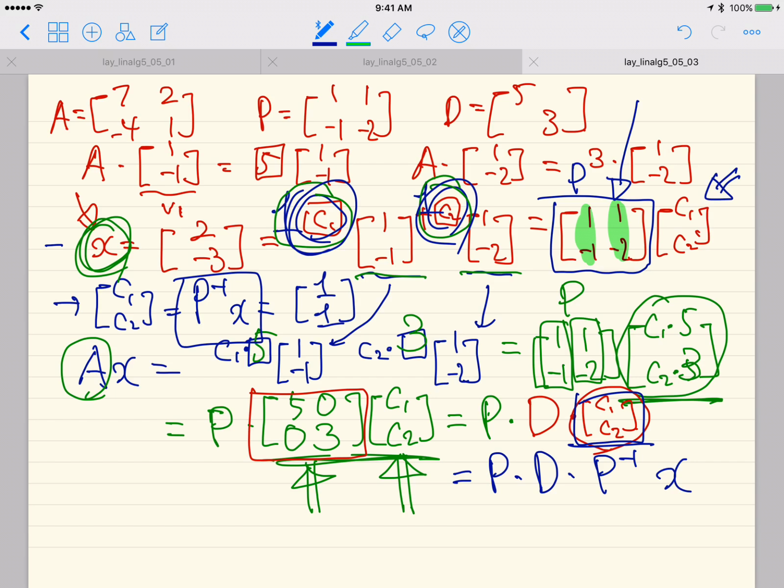Okay, then let me ask another question. Suppose we are multiplying A squared, like two multiplications of A. In that case, what do we do by utilizing this acceleration trick, thanks to these eigenvector and eigenvalue pairs?